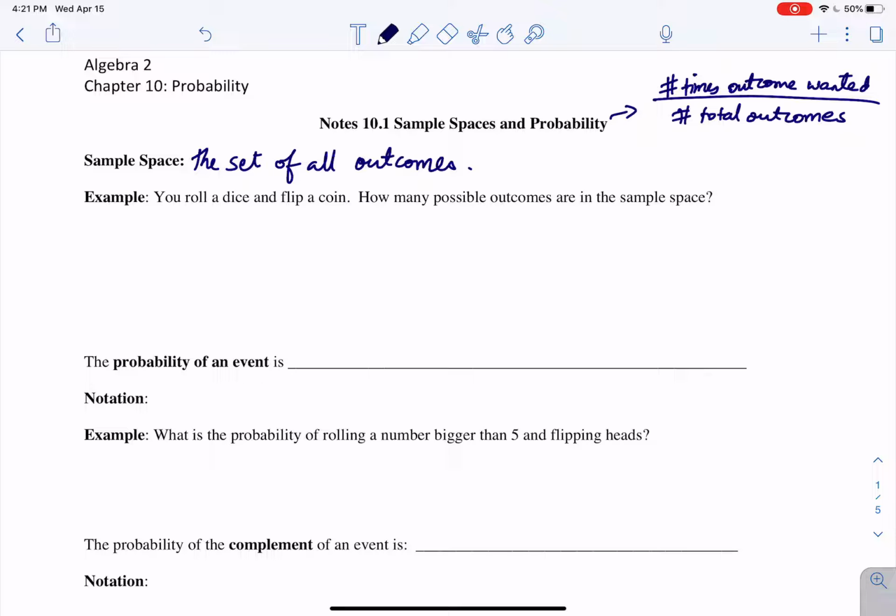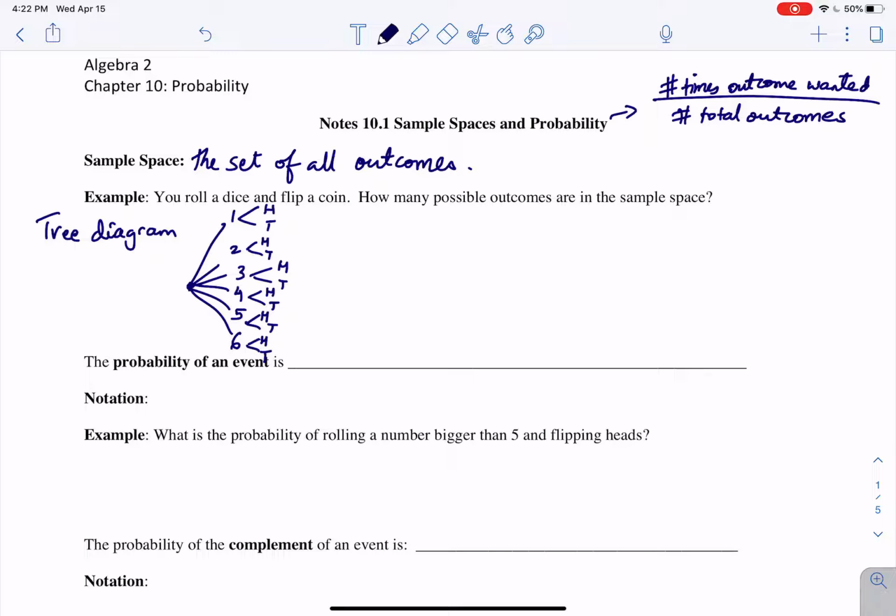So for example, let's think of a situation where we're going to roll a six-sided die and flip a coin. We want to know how many possible outcomes we get from that. To do this, we use something called a tree diagram, where we start off with just one dot, that's our starting point, and we're going to do the first thing, which is roll a die. When I roll a die, I can get 6 different things. I could roll a 1, 2, 3, 4, 5, or 6. After I roll my die, I'm going to flip a coin. Every time I flip a coin, I can get heads or tails. So each number gives me either a heads or a tails after it.